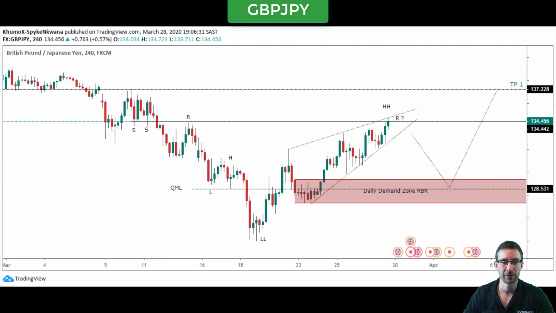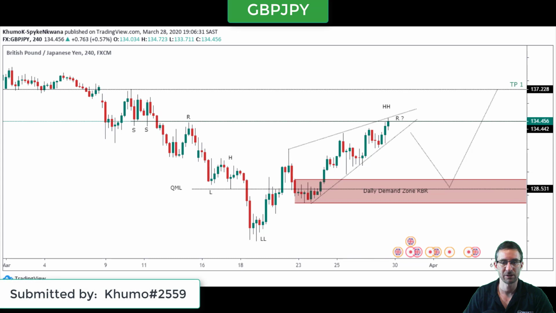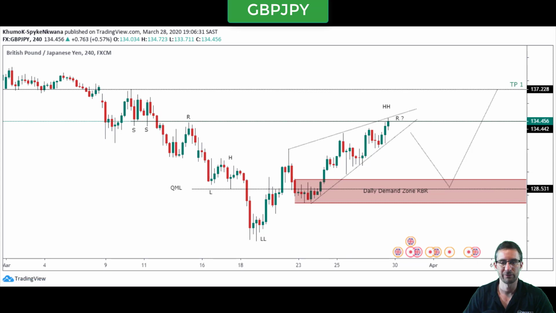Next up is a setup submitted by Kumo in our trading room, and that is on the Pound JPY. And he's looking for just a little bit of a reversal after this ending diagonal that's busy forming, just back up to this little zone over here.